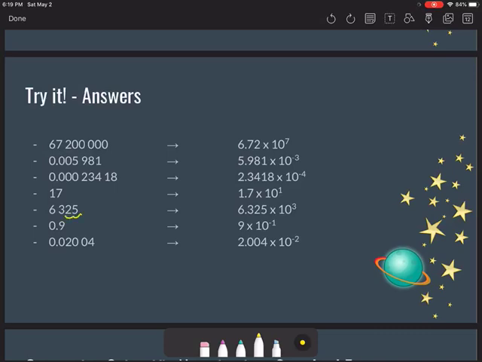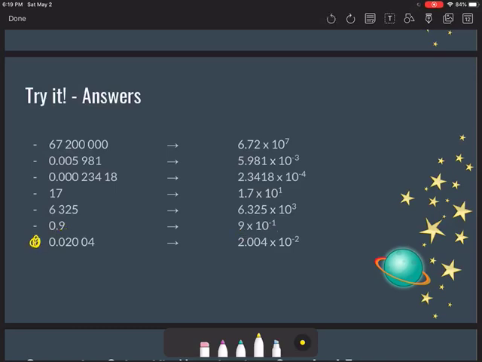Okay, so here, if I'm looking at this example, at 6,325, my decimal is here. I moved it over 1, 2, 3, so I get 6.325. I've moved it over 3 times. 6,325 is a big number, so that exponent is positive. If I look at my next example, my 0.9, I'd have to move my decimal over 1, so I get 9. And because 0.9 is a small number to begin with, it's smaller than 1, I have a negative exponent. So I have 9 times 10 to the power of negative 1.